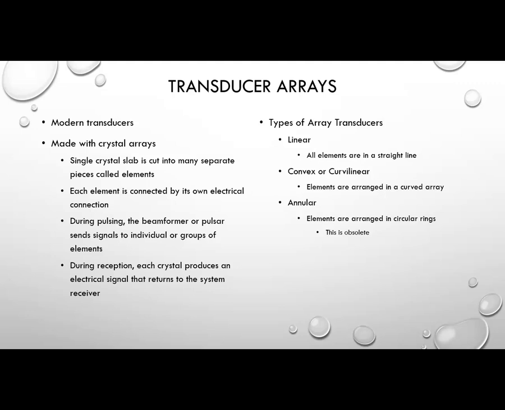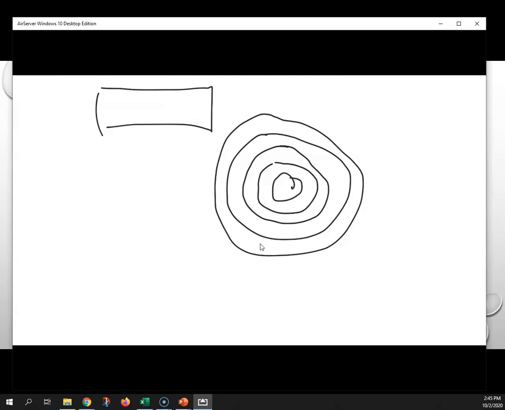But an annular array probe has, instead of a line of crystals one after the other in a row like we saw before, so I'll go back and draw. This is what the linear array was that I'm filling in now. An annular array is much more like an onion. It's kind of this big circular shape. Each element is a circle, one larger than the other. So that's what an annular array probe looked like.